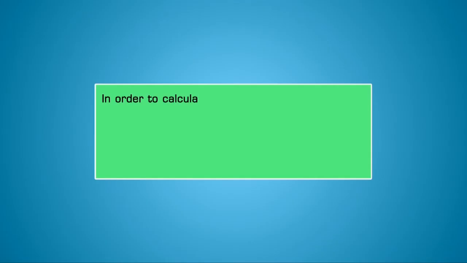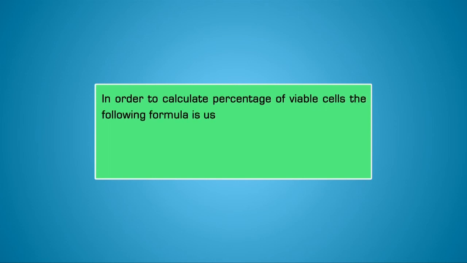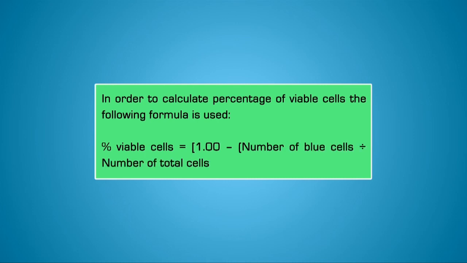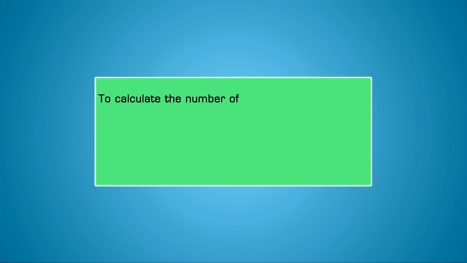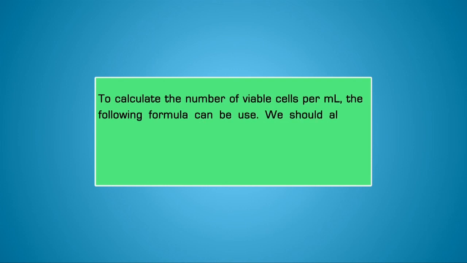In order to calculate percentage of viable cells, the following formula is used. Percentage of viable cells is equal to 1 minus the number of blue cells divided by the number of total cells, multiplied by 100. To calculate the number of viable cells per ml, the following formula can be used. We should always remember to correct for the dilution factor here.